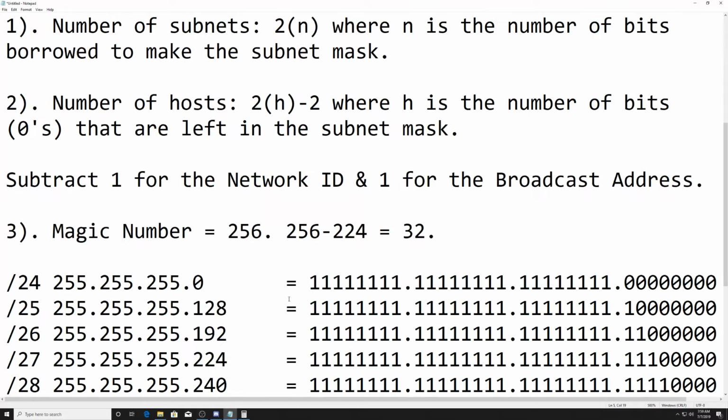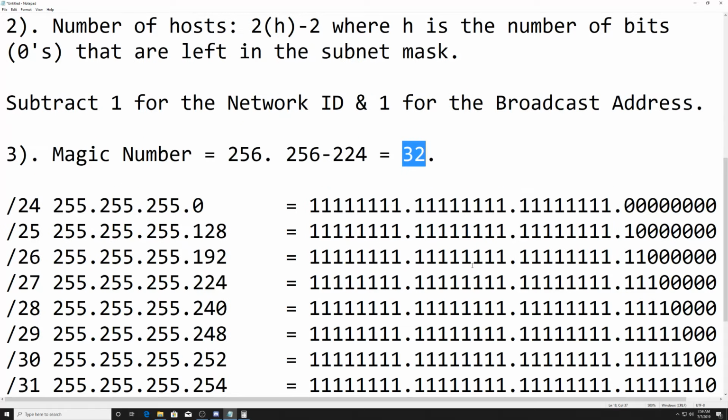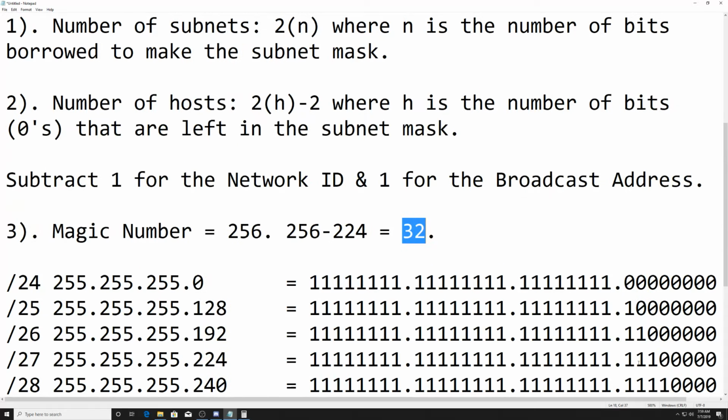So what I mean is, for example, we'll use this 224. Use the magic number: 256 minus 224 is 32. Just keep that 32, that magic number, in mind. Now to find how many subnets this subnet mask can have, let's go to the calculator. Remember, N is the number of bits borrowed.